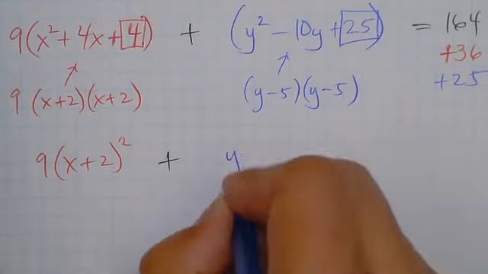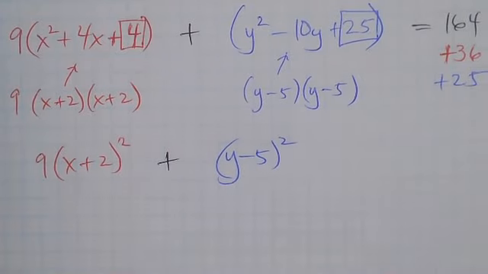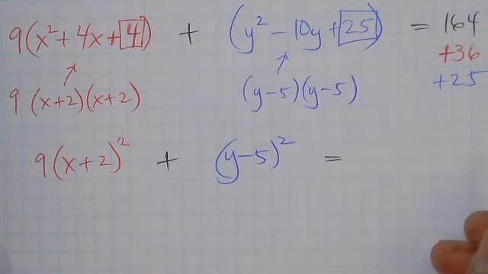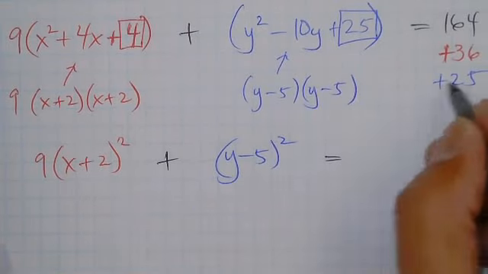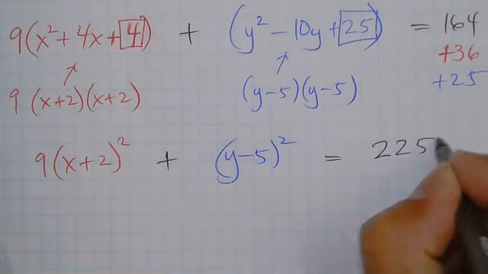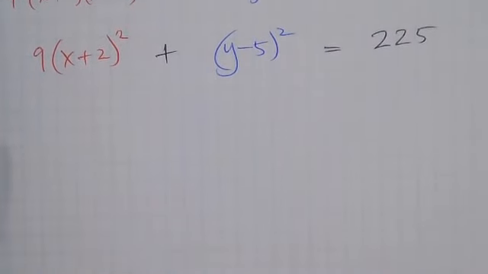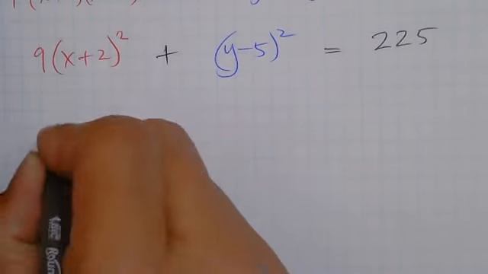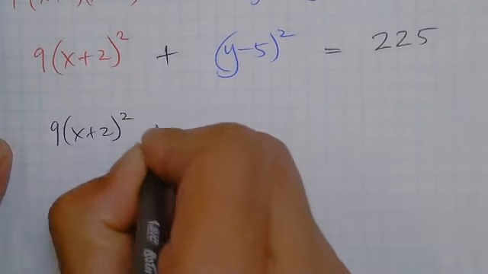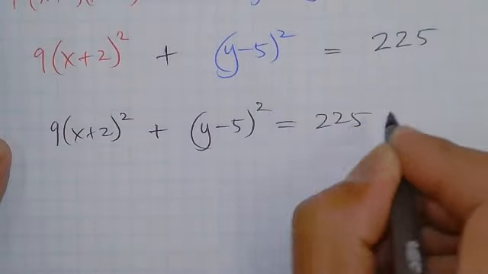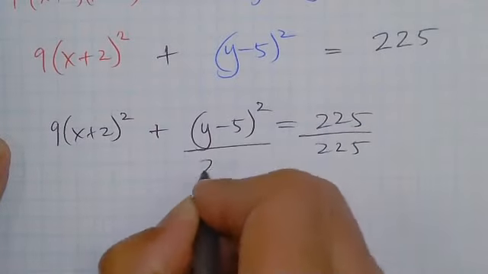All right, what's left? 9 times x plus 2 squared plus the y minus 5 squared equals, I got 225. Anybody add that up? Is that 225? Yeah, 225 when you add this up. All right. Almost finished. What do we got to do now?